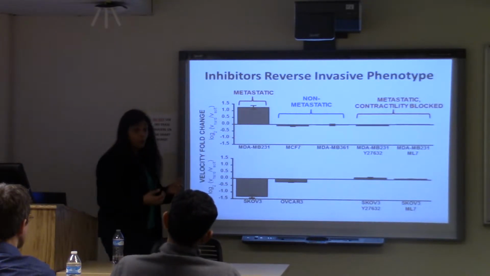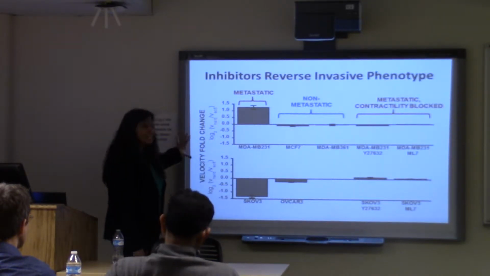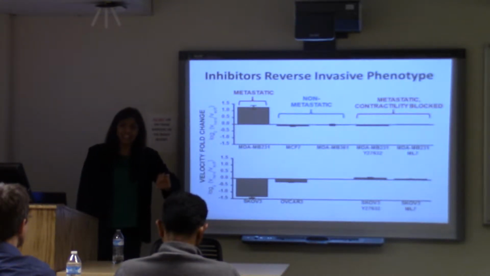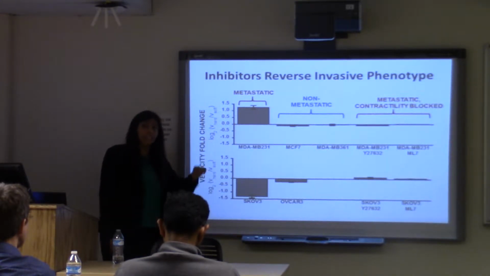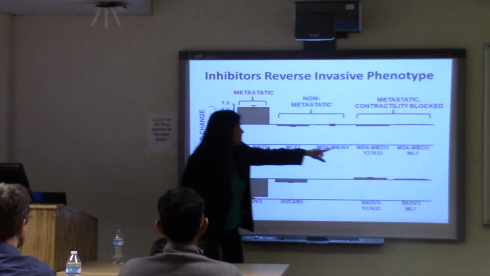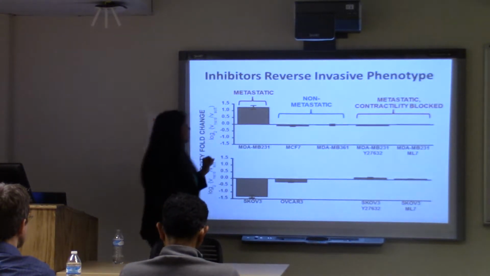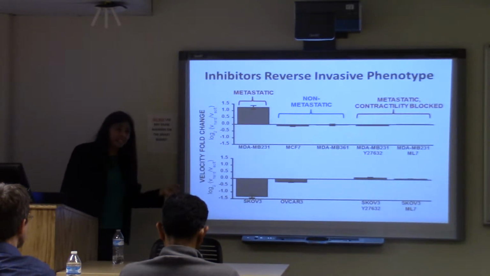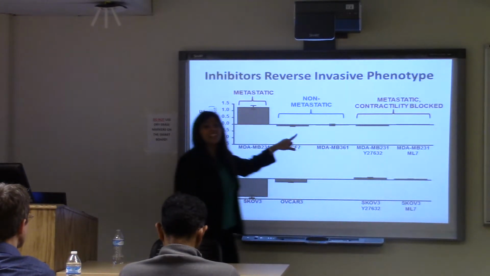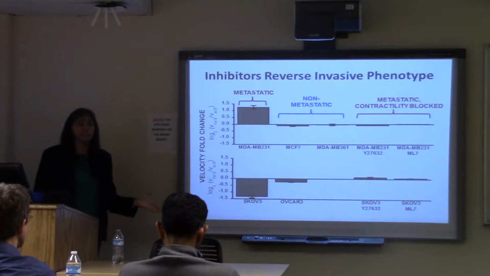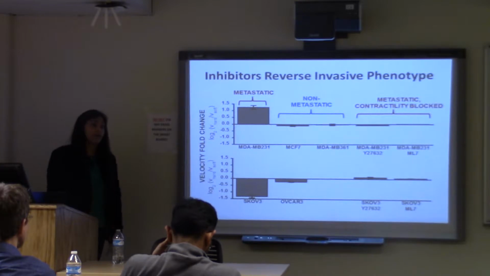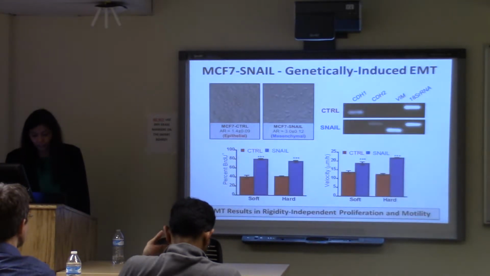And so why is this important? This is some data that shows the velocity fold change between soft and hard. And I mentioned that only invasive cells respond to stiffness of their environment by exerting higher forces and having these more invasive behaviors. But when we look at non-invasive cells, we get no change. And so if we take these more invasive cells and we treat with inhibitors of this actin-myosin contractility pathway, we end up with invasive cancer cells that begin to behave more like non-invasive cancer cells. And so I think this could be a way to reverse some of these phenotypical characteristics that we're seeing for these more invasive cancer cells.